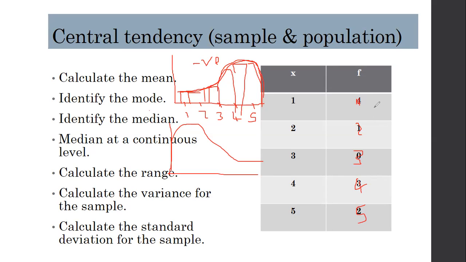And vice versa, a positively skewed distribution means that we have a lot of small numbers, smaller values. We have a number of them in comparison to the larger values. So we have very few 5s in comparison to the 1s. So it can come up like this. This is a positively skewed distribution.